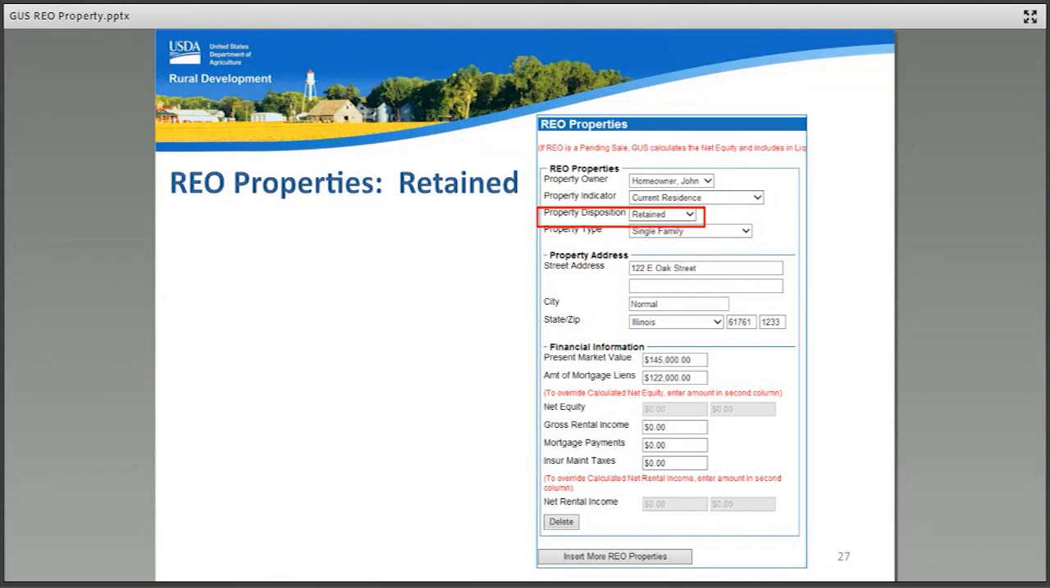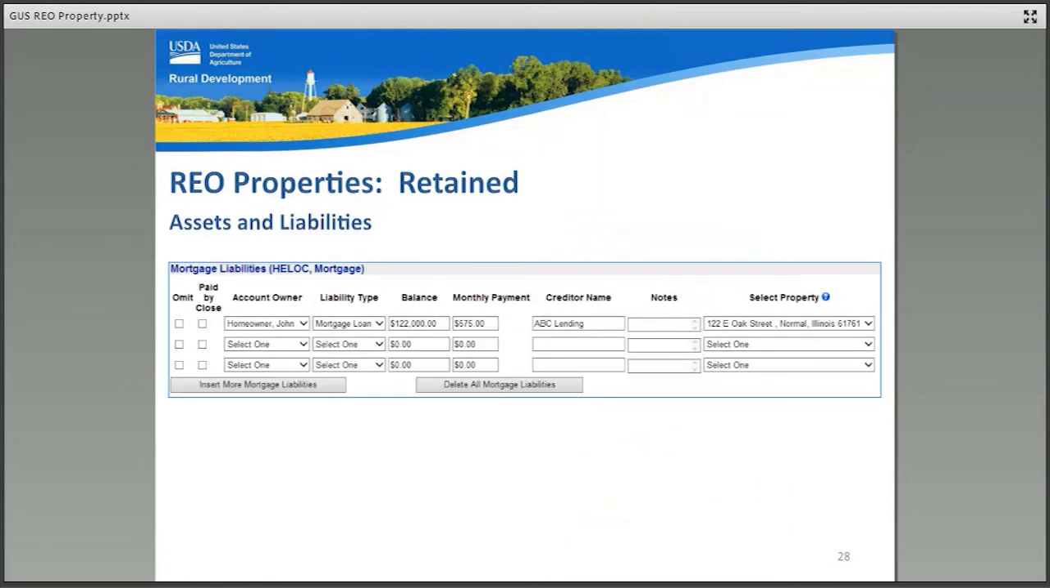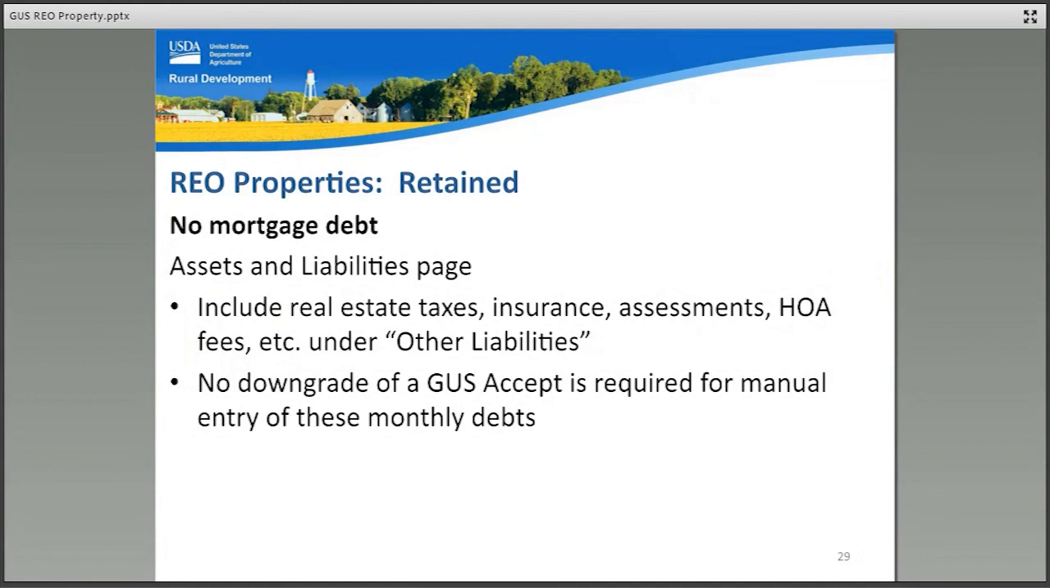The property address section is complete. Because the property will be retained, there is no part of the financial information section that should be completed, but the following data fields are available: present market value and amount of mortgage liens. The home is retained, therefore all mortgage liability payments associated with the home must be included in the debt ratios. The property address may be chosen from the Select Property drop-down box.